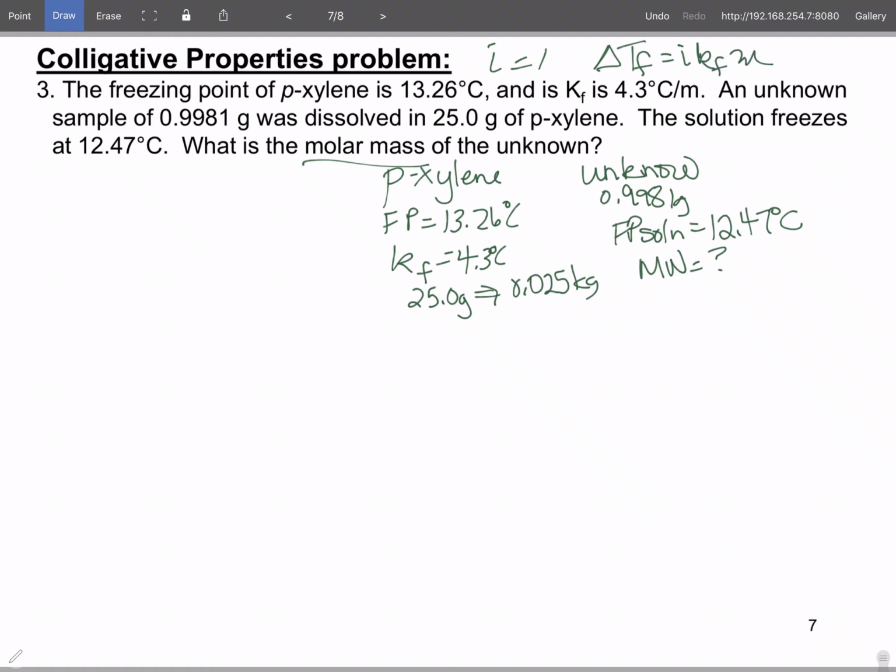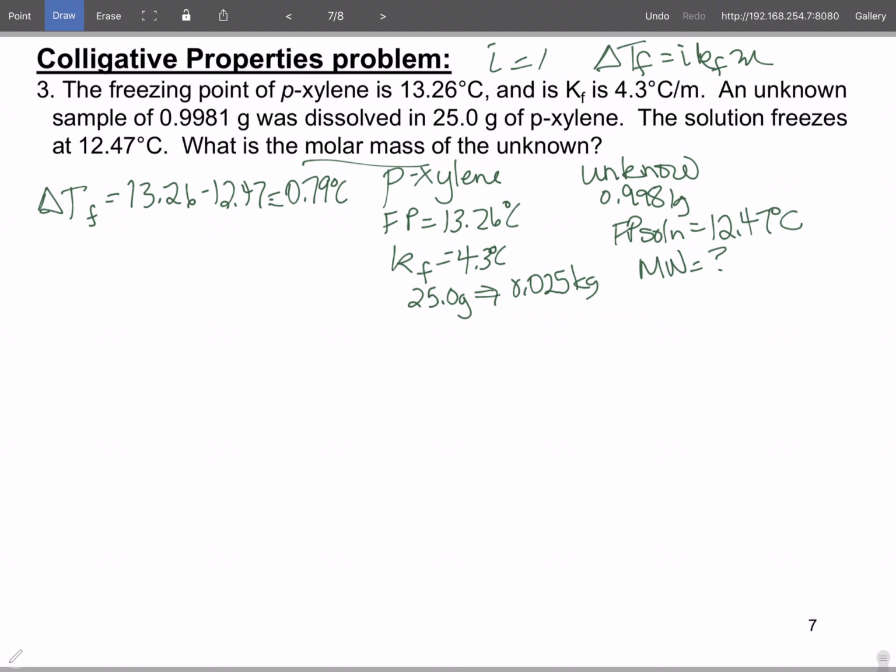So we can rearrange that, but the first thing we're going to need is delta T sub F, which is equal to 13.26 minus 12.47, which comes out to be 0.79 degrees C. Now, some of you are like, delta is final minus initial. Yes, it is. But in the case of freezing point depression, our final is going to be the solution, and so we'll end up with a negative value for temperature. And when we put it into the equation, we need the positive.